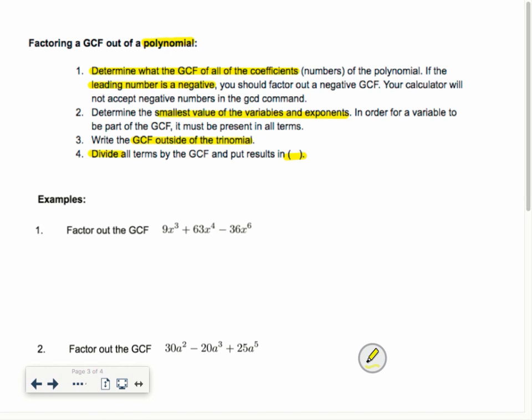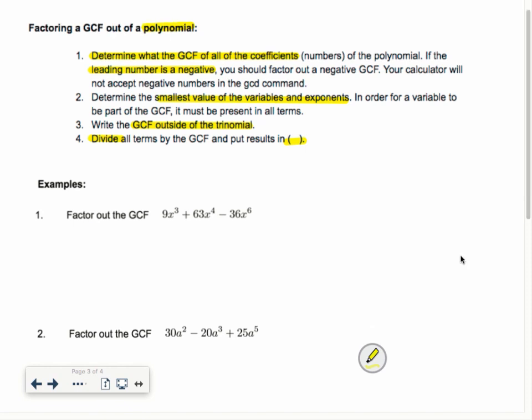I'm going to do 5 examples with you, so hopefully it'll be enough to get you understanding what you're supposed to be doing here. So example 1 says factor out the GCF of 9x cubed plus 63x to the fourth minus 36x to the sixth. This one actually asks us to factor out, not just find the GCF. So we have to follow the steps above.